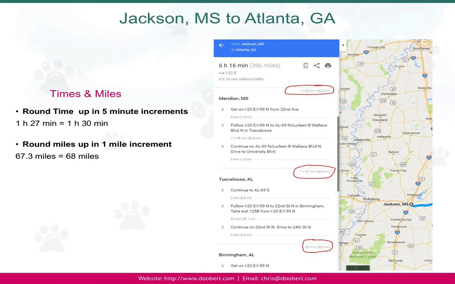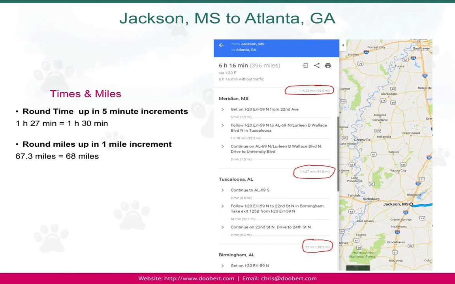Okay, so you'll notice in using Google, it's going to give you some of the times for each of these legs. So for the first one, it ended up being 1 hour and 25 minutes, 92 miles. Second one was 1 hour and 27 minutes. The third one was 55 minutes.